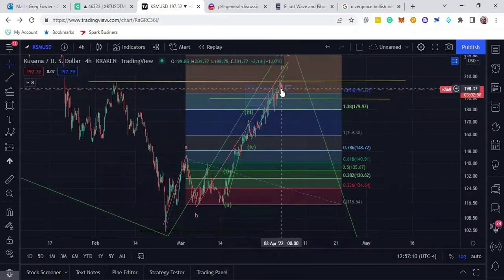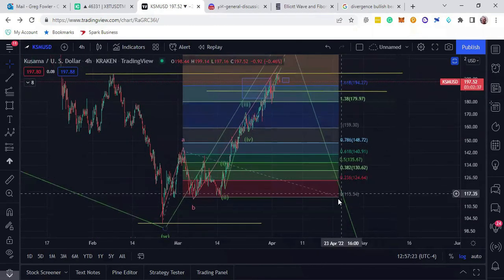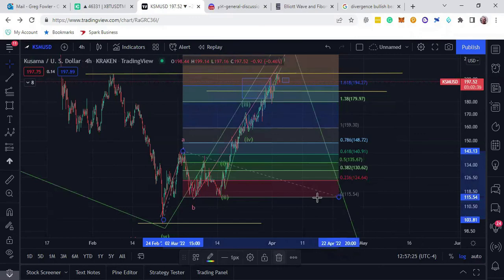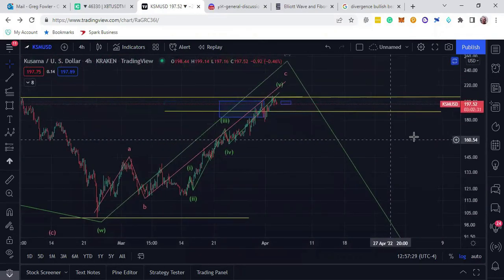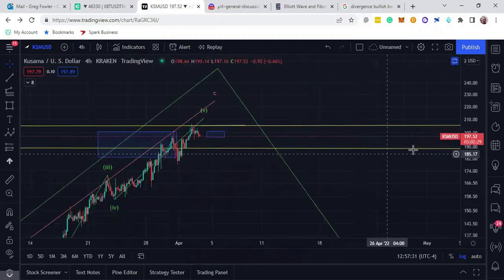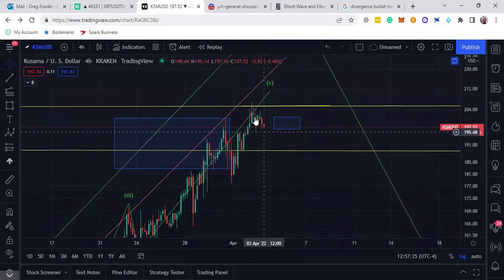So I'm just being cautious on Kusama with a short, because if BTC rips to 49 or 50, Kusama is probably going to rip to 260. So if you're in Kusama, that could be good news for you. It would be the same thing with Kusama: you're going to look for these waves to start coming down.